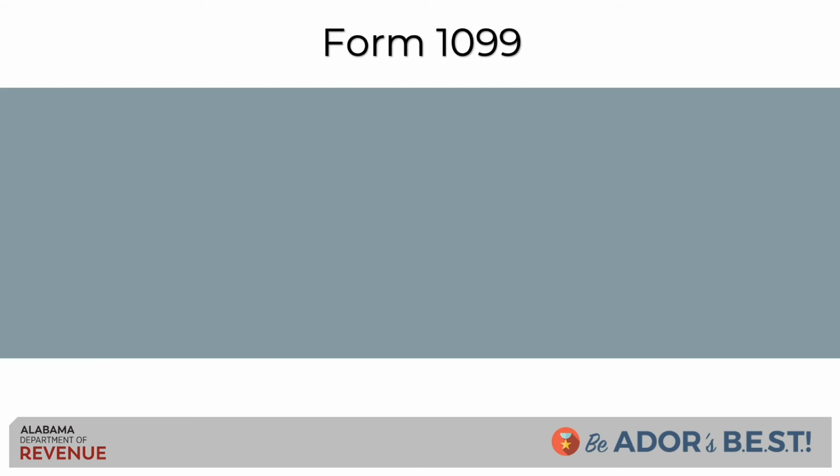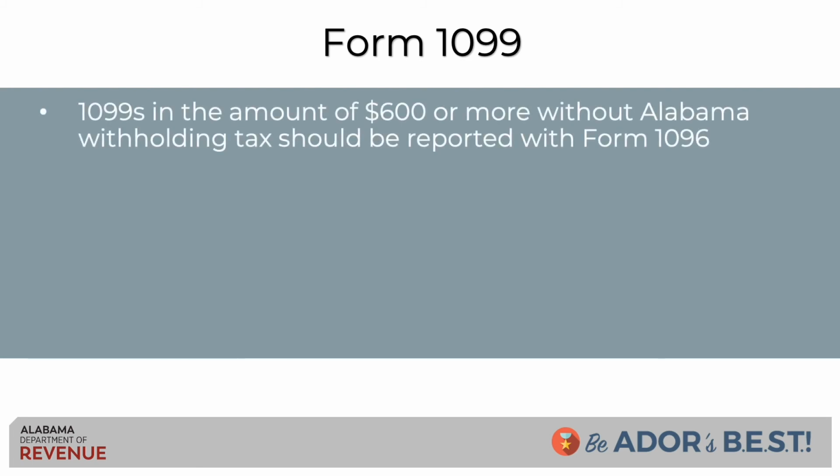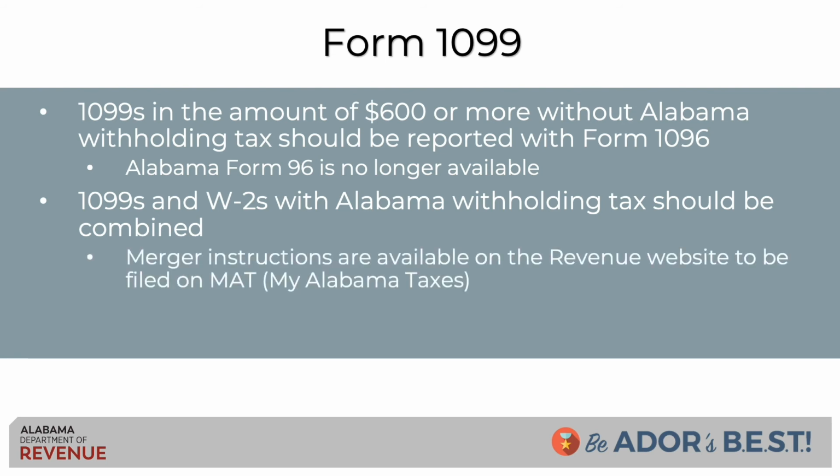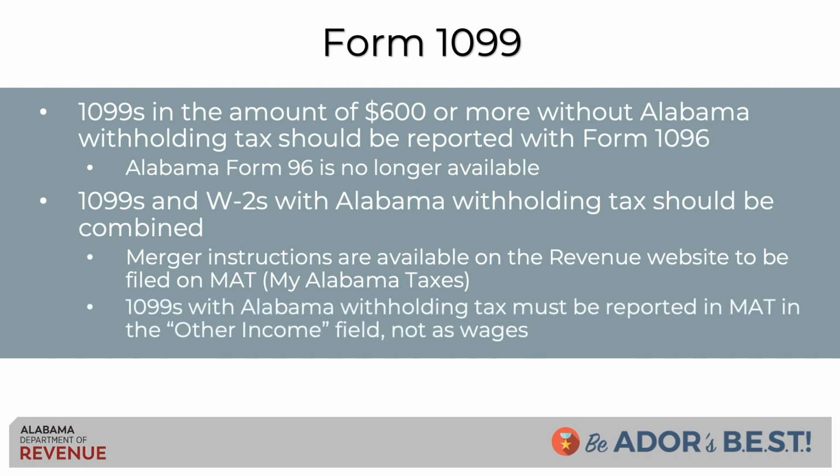Form 1099. 1099s in the amount of $600 or more without Alabama withholding tax should be reported with Form 1096. Alabama Form 96 is no longer available. 1099s and W-2s with Alabama withholding tax should be combined. Merger instructions are available on the Revenue website to be filed on MAT. 1099s with Alabama withholding tax must be reported in MAT in the Other Income field, not as wages.